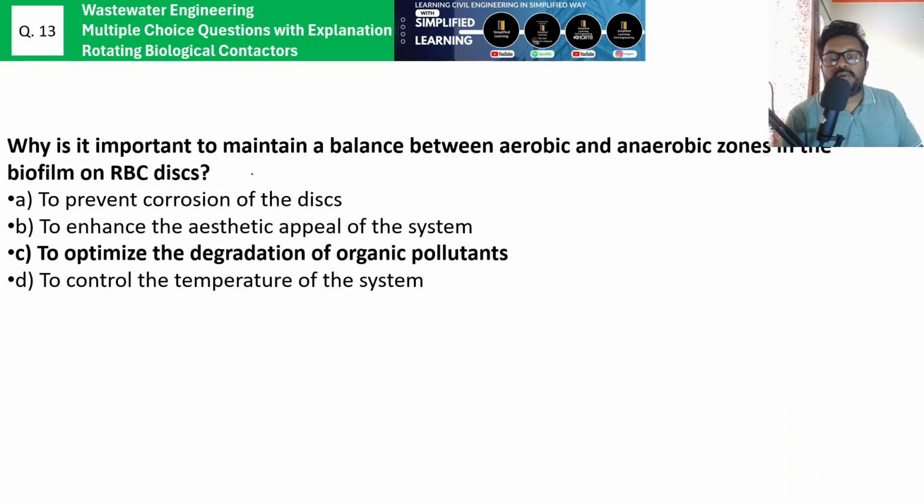Then why is it important to maintain a balance between aerobic and anaerobic zones in the biofilm on the RBC disc? See, in order to optimize the degradation of organic pollutants by aerobic and anaerobic bacteria as well, we will need the balance between aerobic and anaerobic zones. Okay.